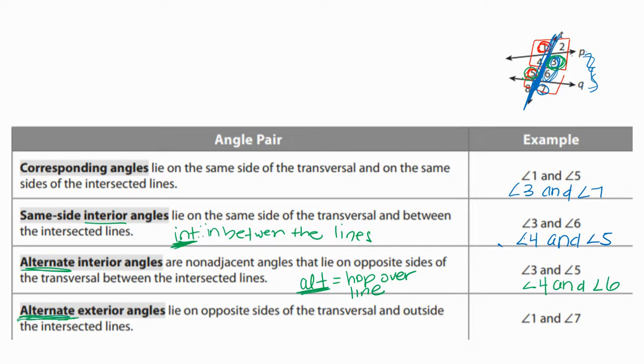So because I see the word alternate here, that means I'm going to hop over the line, and then exterior means it's going to be on the outside of the line. So basically don't pick any angles in between P and Q. So I'm sorry, alternate means I'm going to hop over the line. So if I'm looking at angle 2, I'm going to hop over the line to the other side of the transversal and go all the way down to the next exterior angle. So angle 2 and angle 8 are also examples of alternate exterior angles, in addition to angle 1 and angle 7.